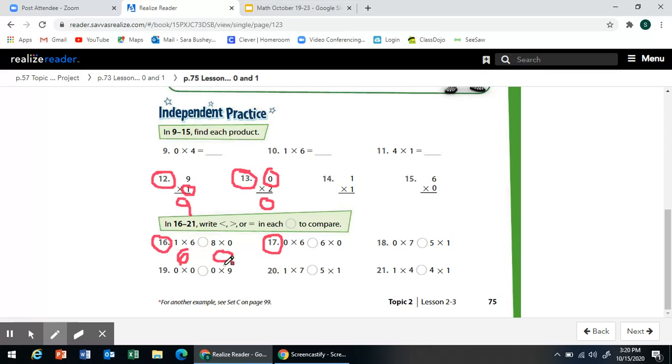We have a 6 and we have a 0. That is very easy to compare. We should know that 6 is greater than 0. Very good. Number 17.